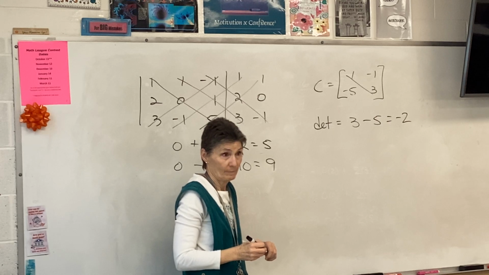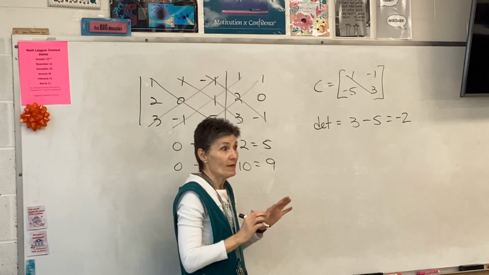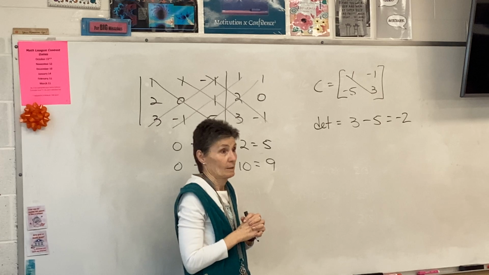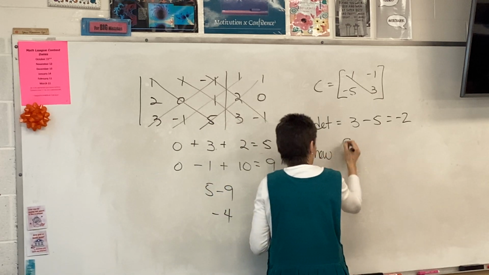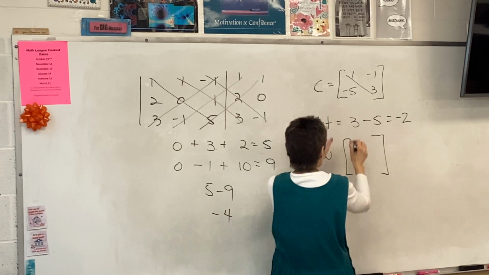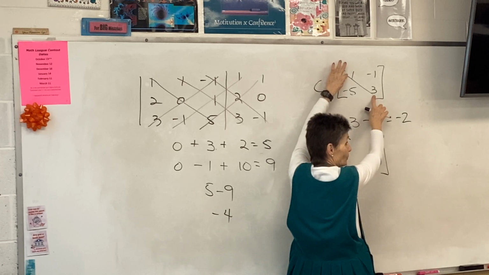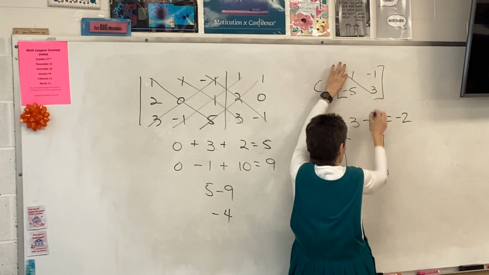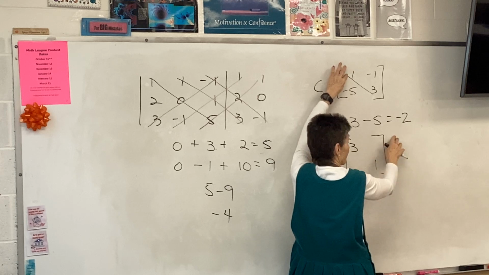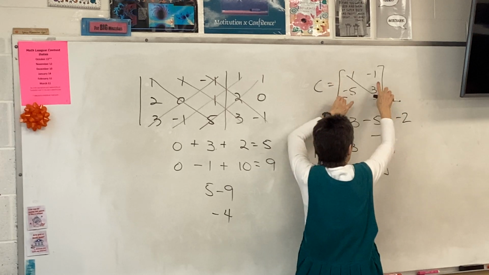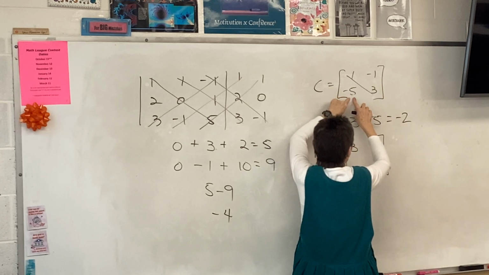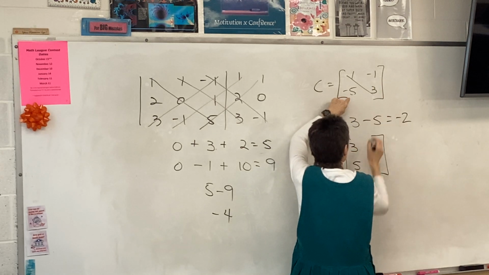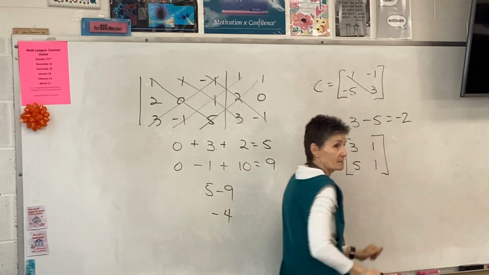We good? Then what do we do? We make a new matrix by taking these two and switching places, and taking these two and changing their signs. So that's a negative, it becomes a positive, that's a negative, it becomes a positive.